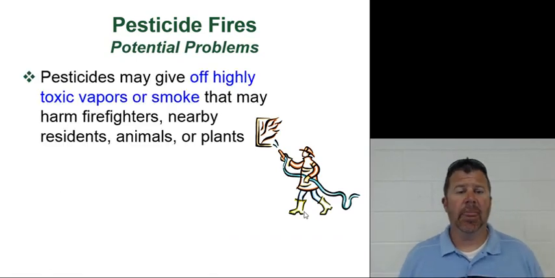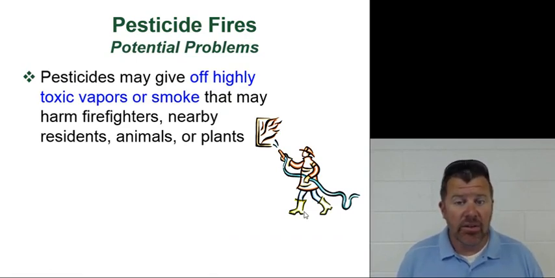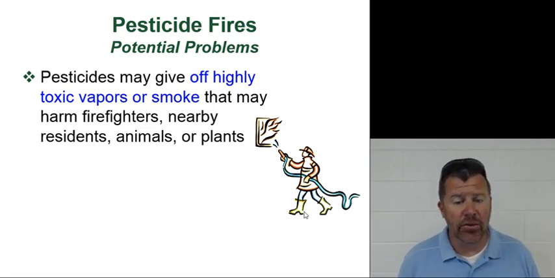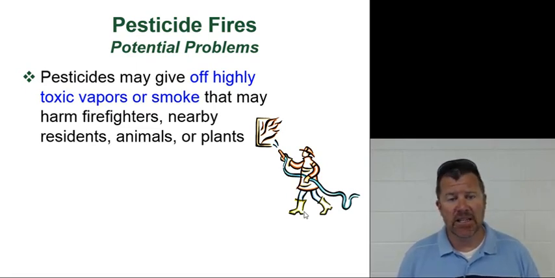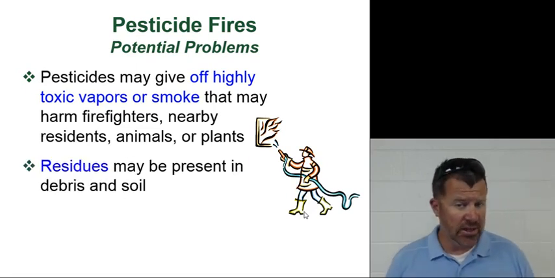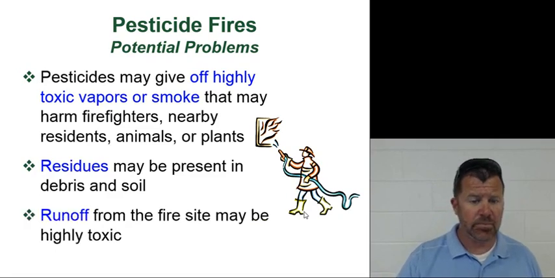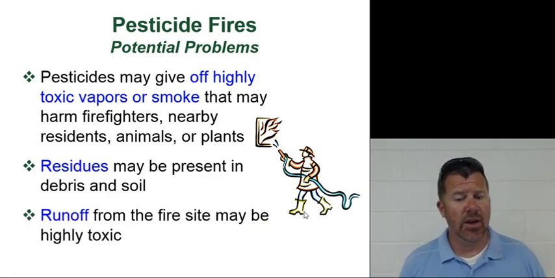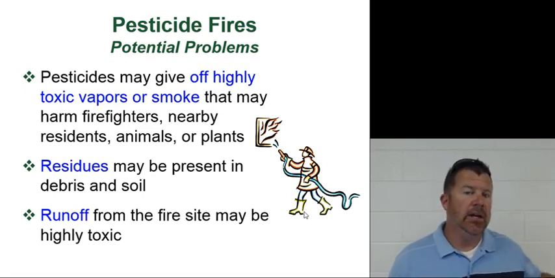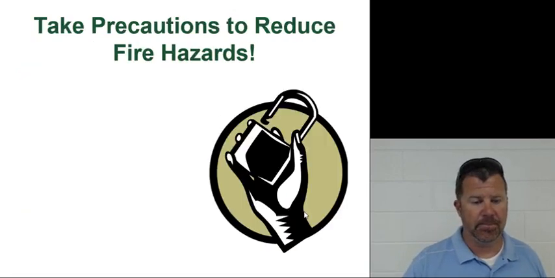Potential problems. Well, pesticides may give off highly toxic vapors or smoke. That's the biggest concern. They're going to harm the firefighters, so that's why they need to know what's in there, and then even nearby residents, animals, and plants. It can get kind of nasty when you have these vapors in the air, guys. Residues may be present in debris in the soil, and runoff from the fire site may be highly toxic. Where the firefighters have put out the pesticide fire, now you've got all that water that's got the chemicals in it running off of your site.